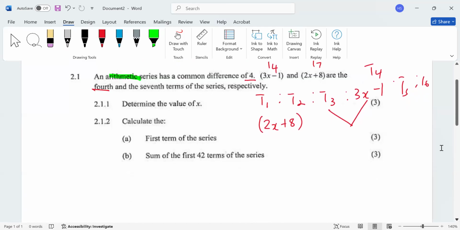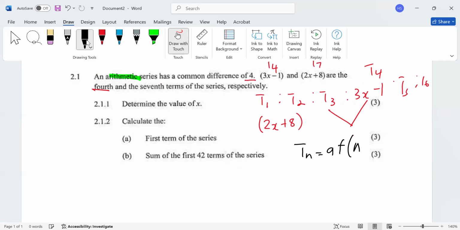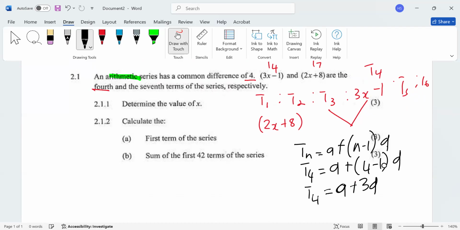Number 1, we are told term number 4. According to coding, if we are using the formula that says Tn is equal to a plus (n minus 1)d, here's what we're going to tell them: term number 4 is going to be given by a plus (4 minus 1) multiplied by d. Then term number 4 is going to be given by a plus 3d. We're fine with that one.